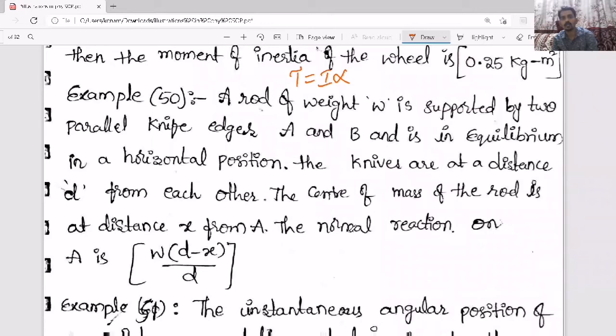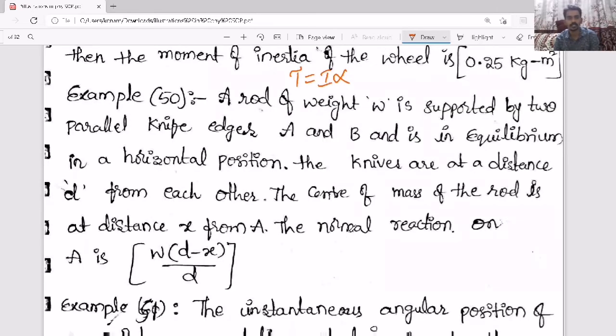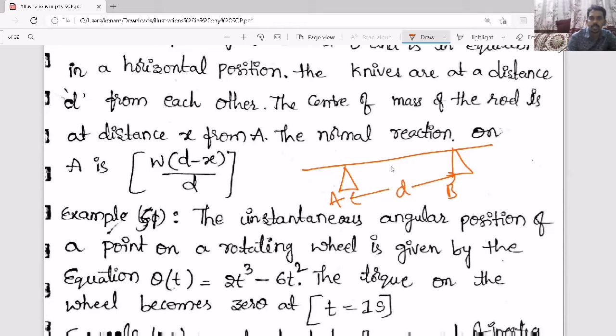So the I value you can find. Now, a rod of weight W is supported by two parallel knife edges A and B and is in equilibrium in a horizontal position. The knives are at a distance D from each other. The center of mass of the rod is at a distance X from A. The normal reaction on A is? See here, there is a rod balancing on two knife edges, A and B, and the distance between them is D. The center of mass is at a distance X from edge A, so the remaining distance will be D minus X.